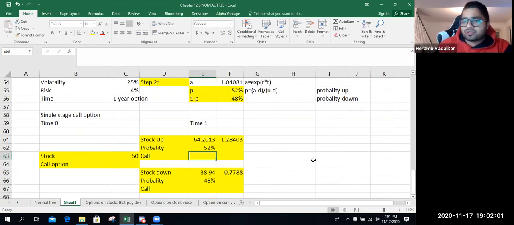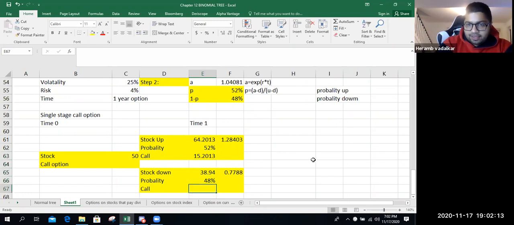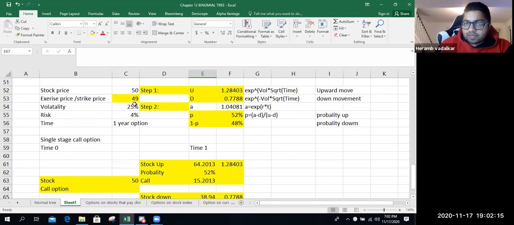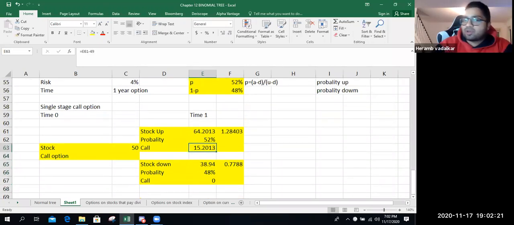Okay. Now, the exercise price was 49. So if stock goes to 64, you'll make money. If stock goes above 49, you'll make money. So how much money you will make? 64 minus exercise price 49. If it goes down and it is below 49, you will not make money. Call options will have zero value. So solve for call option at the root. Okay, 15 and 0. Then bring it back.